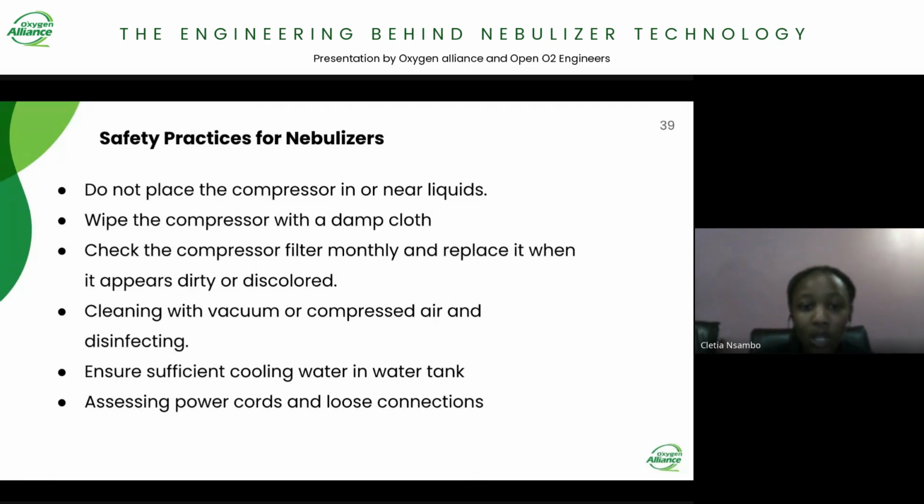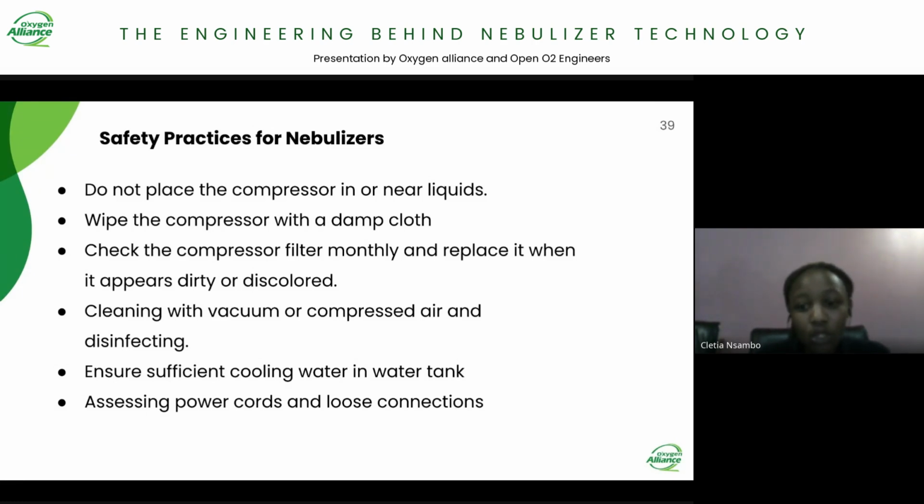And also, as I mentioned, with the filters, you need to check the compressor filter monthly or replace it when it appears dirty or discolored. You can see this from the previous slide that I showed you on dirty filters. These don't need to be cleaned or washed. They just need to be replaced, even if they don't appear dirty. If it's after a month, you just need to replace them.